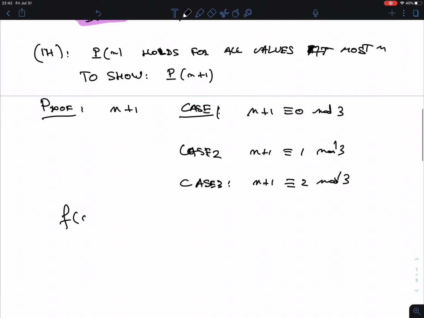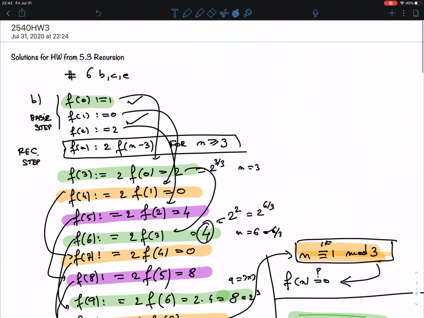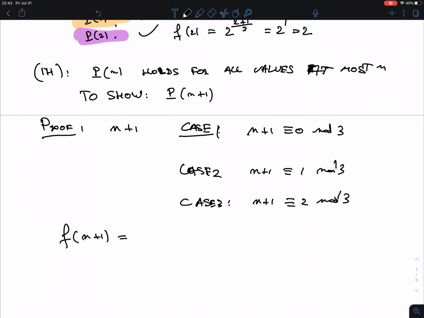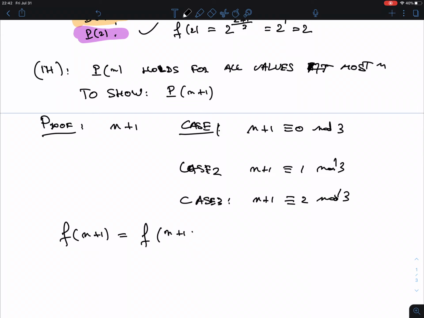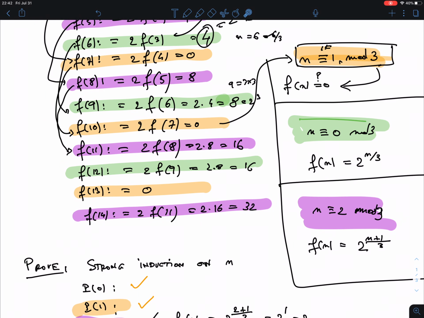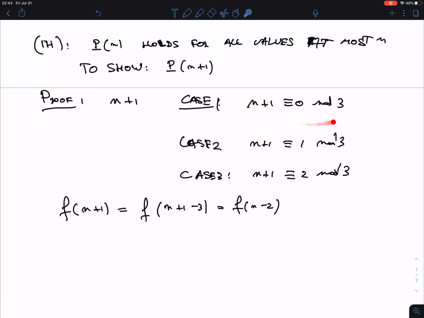So let's check out what is Fn plus 1. Now, it is easy. The formula for Fn plus 1 is, there is only one formula. It's this formula. This is the formula, right? So we say it's the same as Fn plus 1 minus 3, that is f of n minus 2. The problem is the formula for fn minus 2 depends on which of these 3 cases I am in. Let's start with this case. If n plus 1 is 0 mod 3, if I subtract 3 from it, it will also be in this case. So subtracting 3 will not get me out of one of these cases.